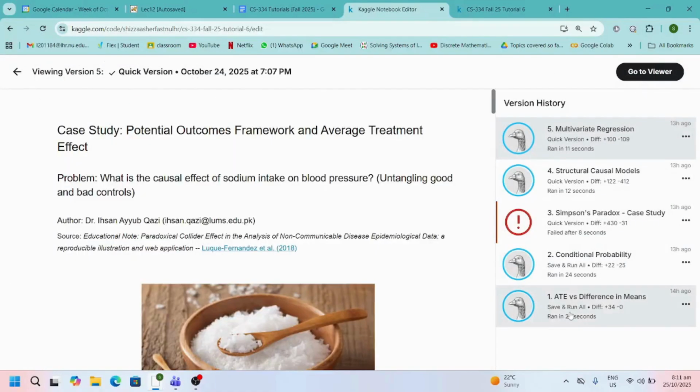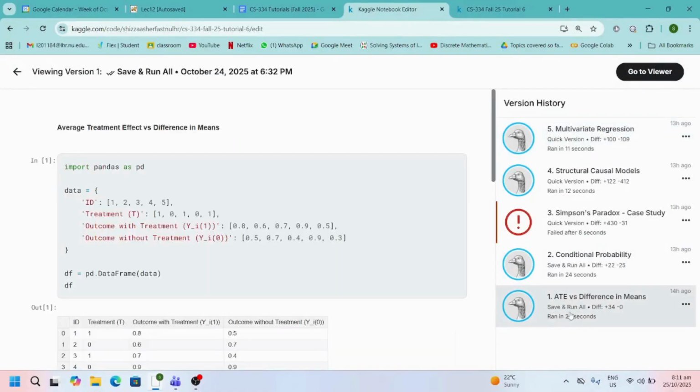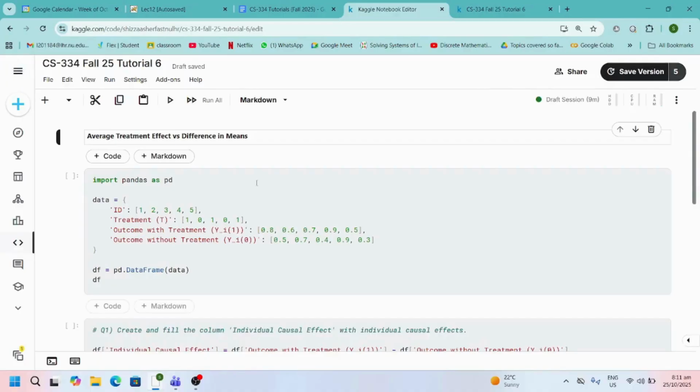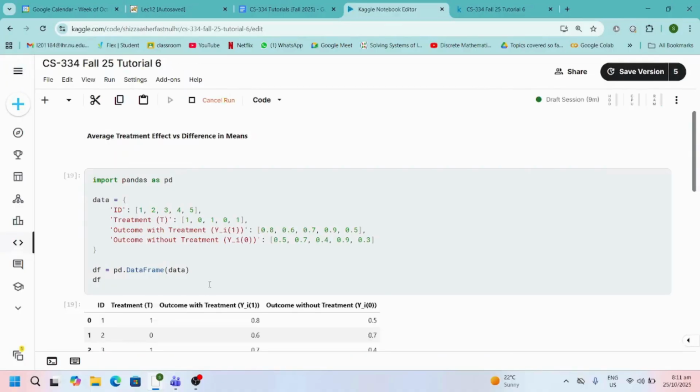With that, let's get started. We will be reverting to version 1 of this notebook, ATE versus difference in means. I just want to reiterate this concept with a simple example.